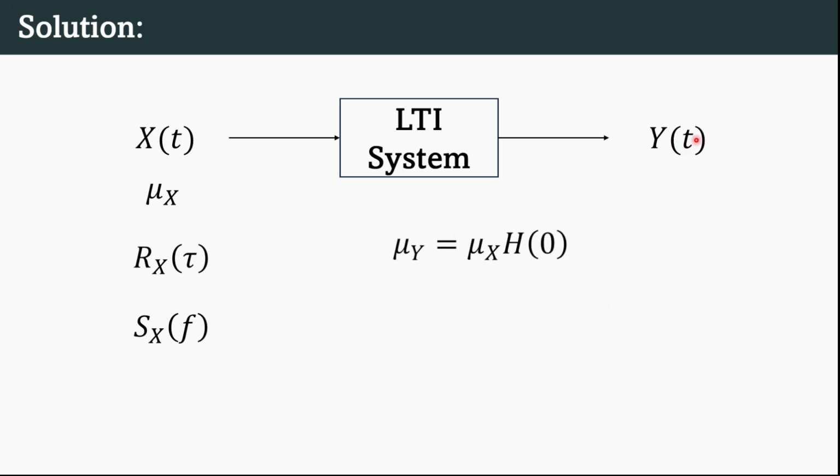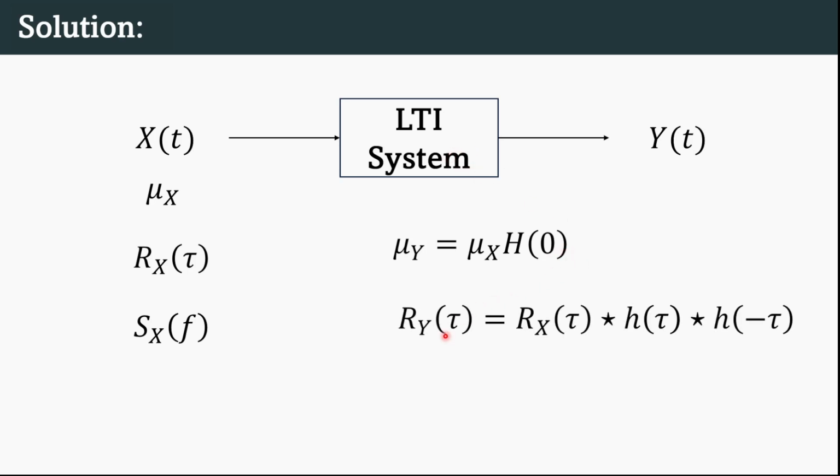The output random process y of t will have a mean mu y, which is given by mu x into H of 0. This is a well established result and we are not going to prove this. Here H of 0 is the evaluation of the frequency response of the LTI system at f equal to 0. Similarly, Ry of tau, the autocorrelation function of the output process y of t, is nothing but Rx of tau convolved with h of tau convolved with h of minus tau. Note that h of tau convolved with h of minus tau is nothing but the autocorrelation function of the impulse response of the LTI system.